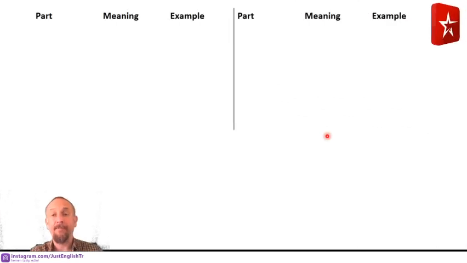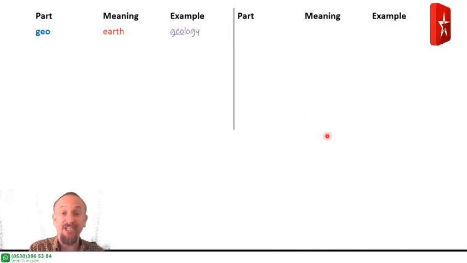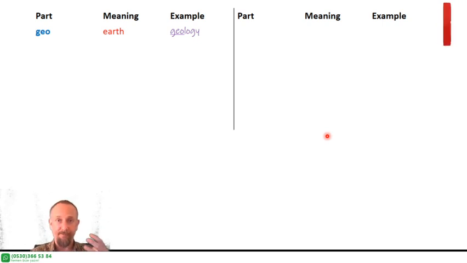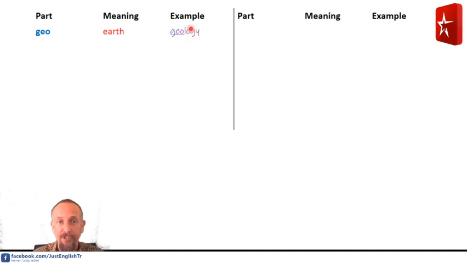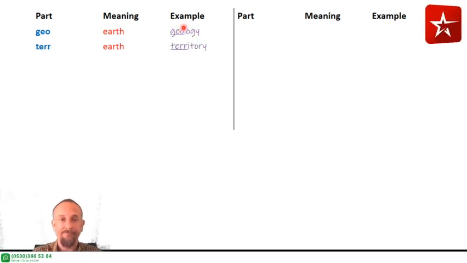So let's go back to some other ones then. We'll put them up here. Geo, of course, it means Earth, like the planet Earth. And we have the example geology. And if you look here, ology, meaning the study of. So geology is the study of Earth, or the formation of the Earth.